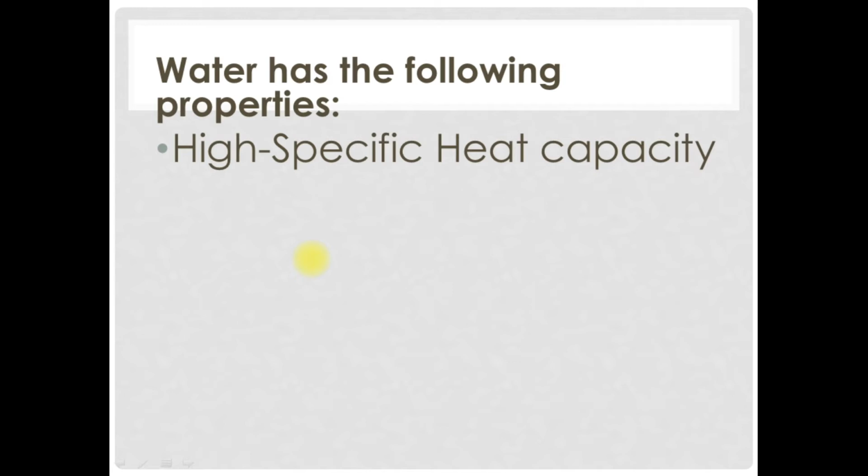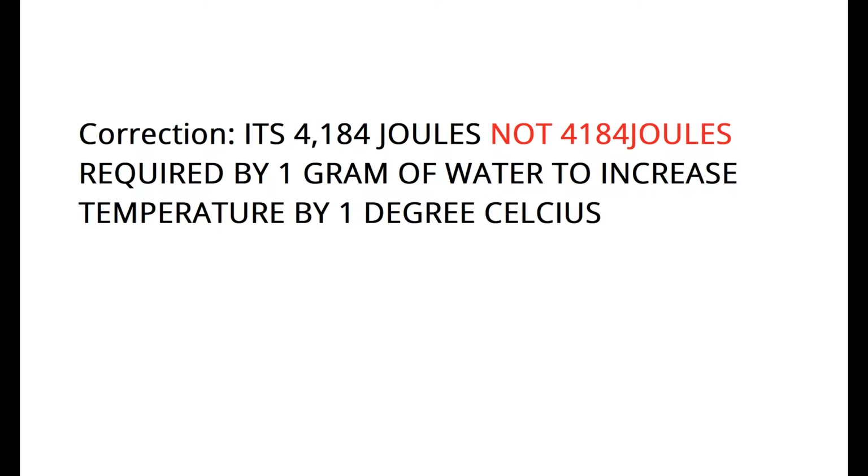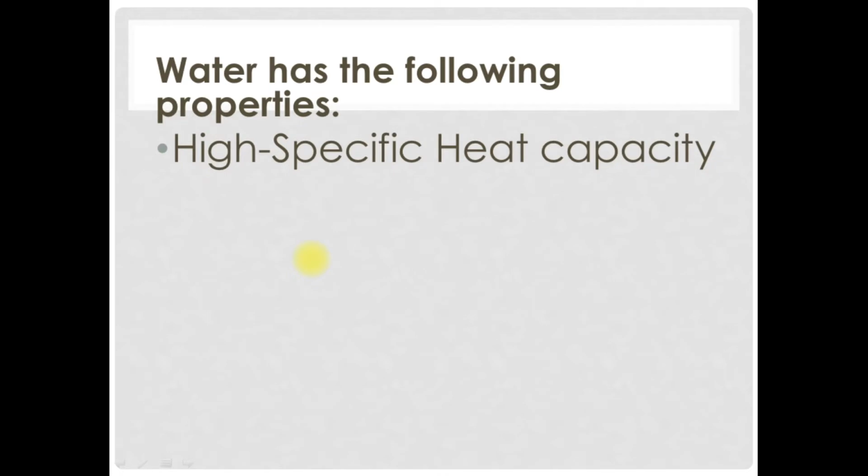It needs to absorb about 4,184 joules of heat for the temperature of 1 gram of water to be increased by 1 degree Celsius. So what does this mean? It means that the temperature of liquid water rises and falls more slowly than that of most liquids. And in simpler terms, water resists temperature changes.